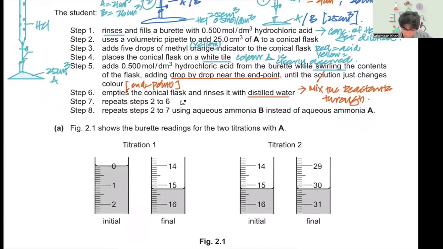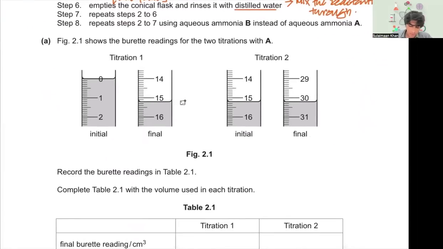Figure 2.1 shows the burette readings for 2 titrations with A. If you check out, that's the initial reading, you just read it at 0.0, and the final reading is right here.